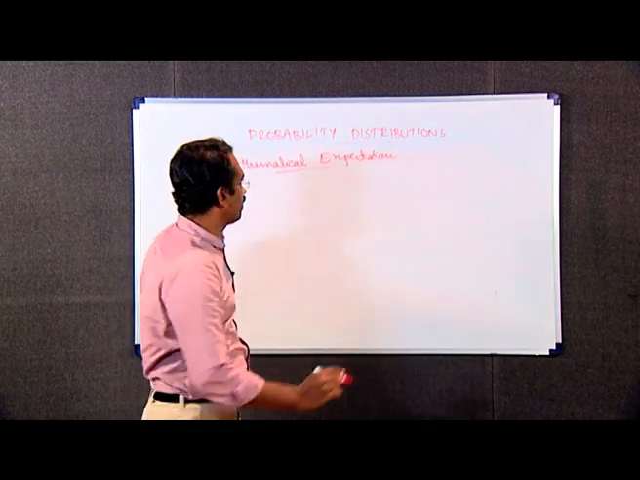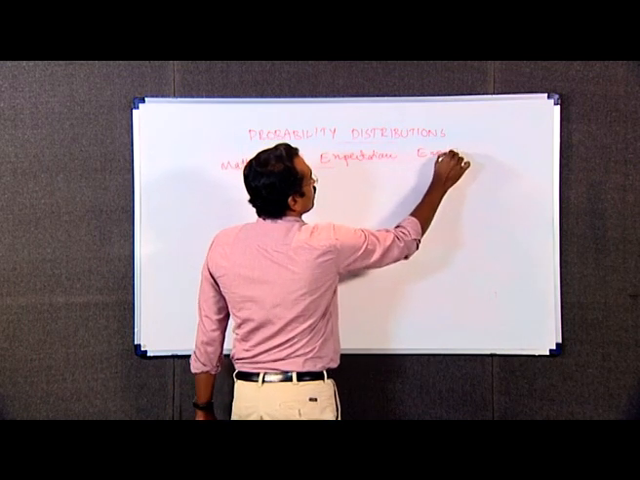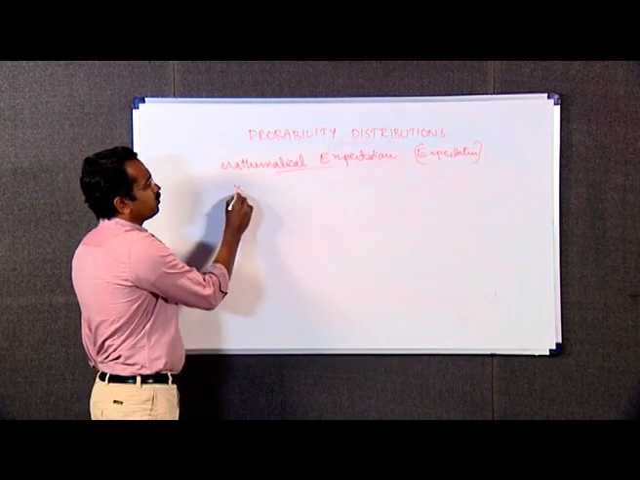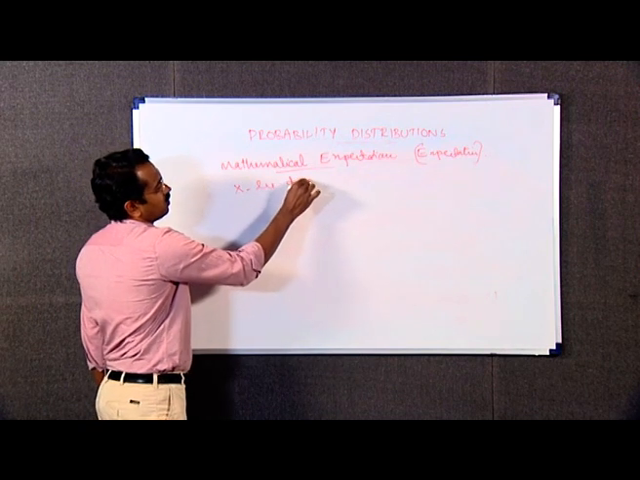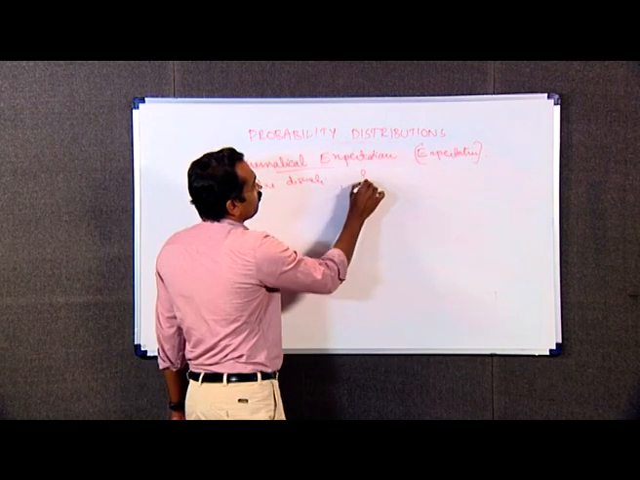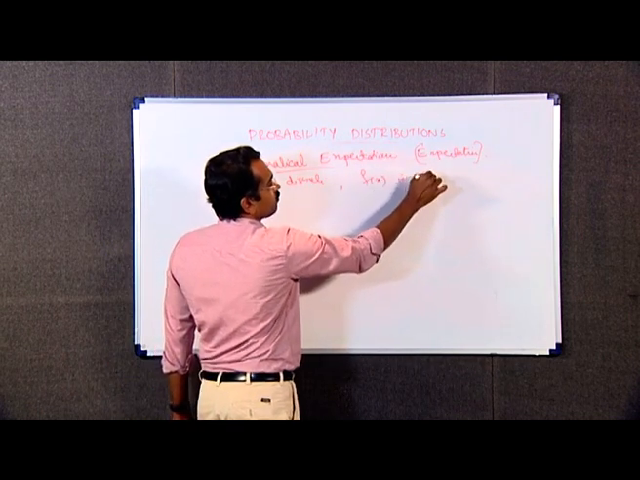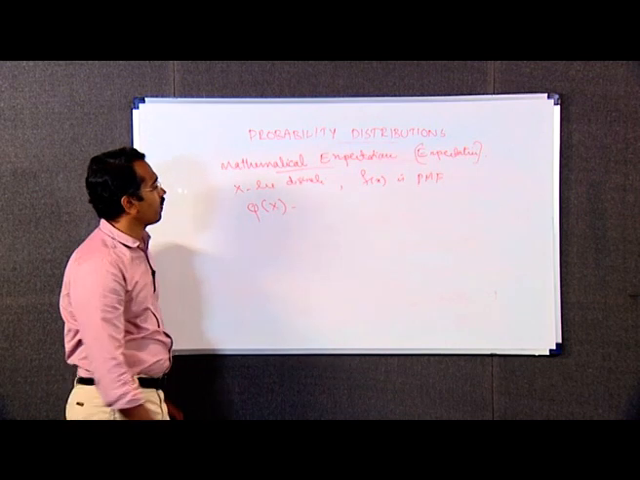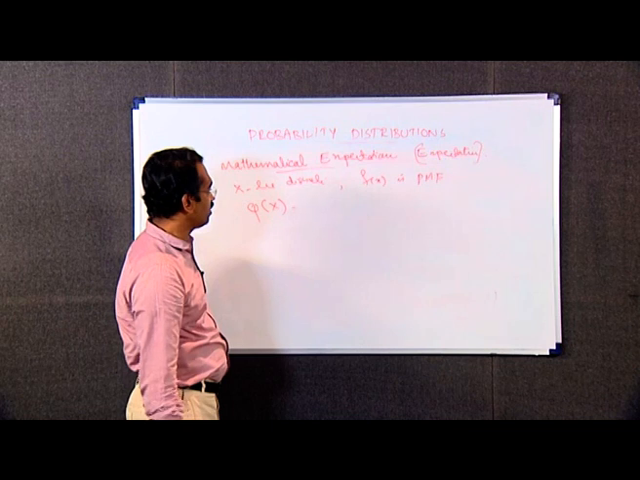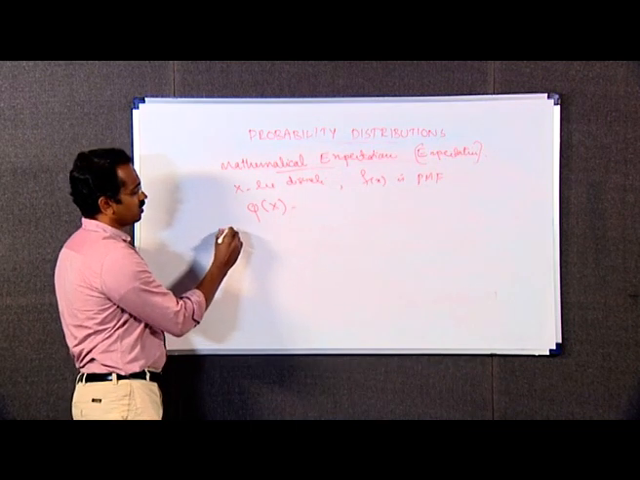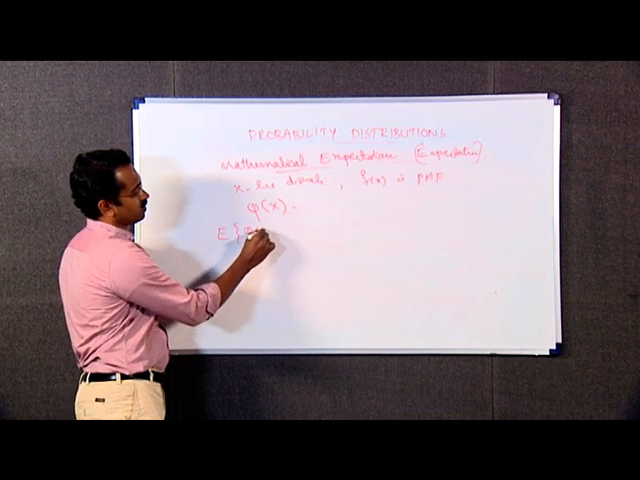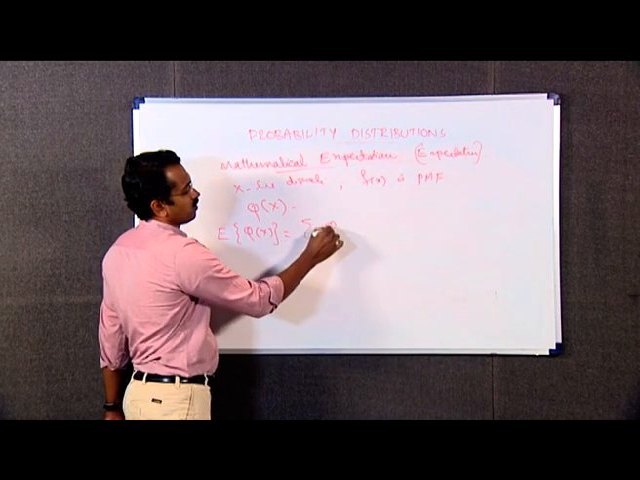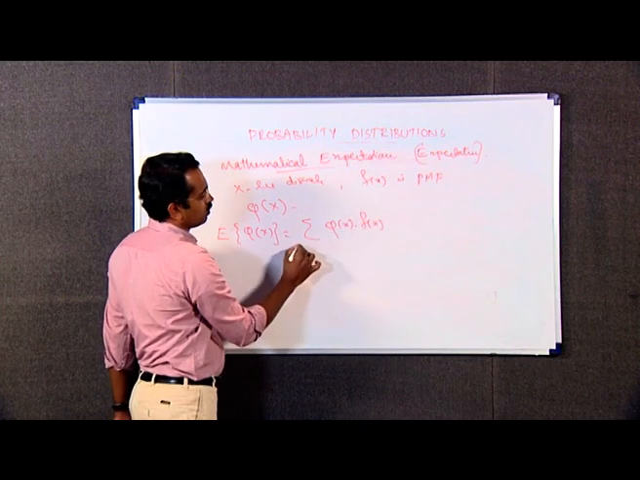Similarly, expectation of a discrete random variable X. Let X be a discrete random variable, f of x is the corresponding PMF, and let phi of x be a function of the random variable capital X. Then the expectation of phi of x is defined as summation phi of x into f of x over all x.